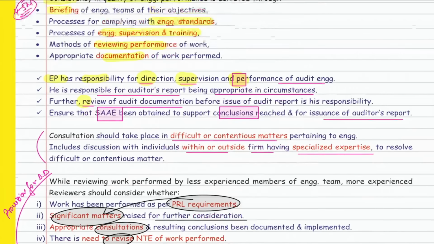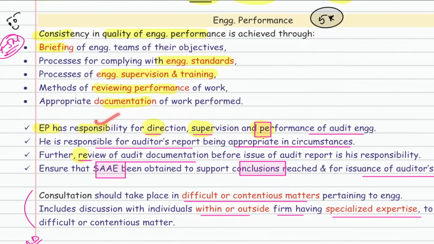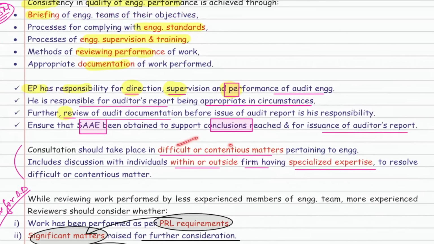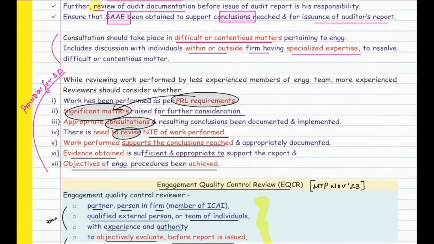So these are the points. Engagement partner is responsible for direct supervision and review of documentation. Documentation just checks whether evidence is obtained and conclusion reached for the report. Consultation should be done on difficult contentious matters within the firm or outside the firm, but from specialized people. Easy, easy, sir.